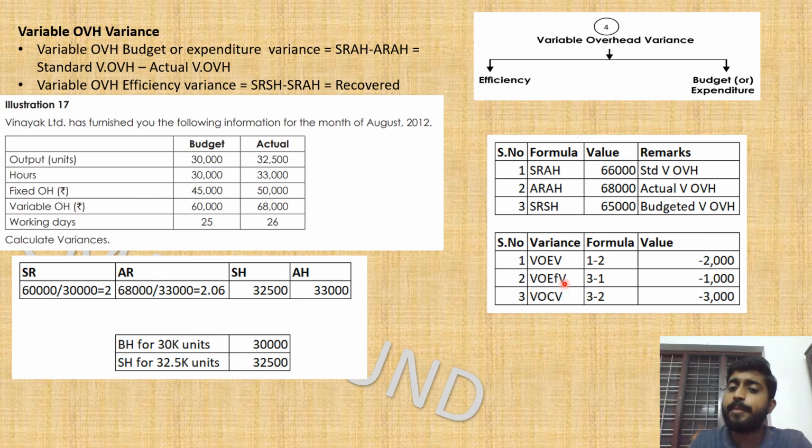Okay, what is variable overhead efficiency variance? It is 3 minus 1, which is budgeted variable overheads minus standard variable overheads. So efficiency is always, there should be a base. What is the base? Standard rate here is the base. So you can see standard rate is common, but standard hours minus actual hours.